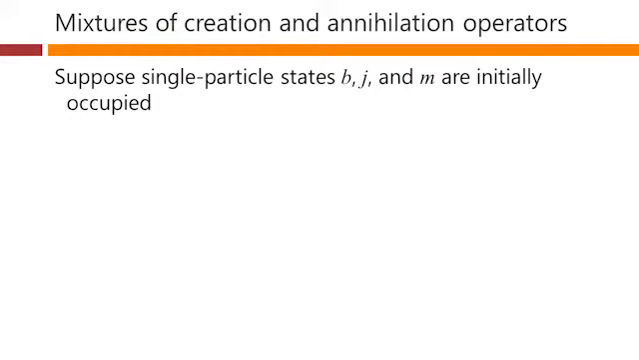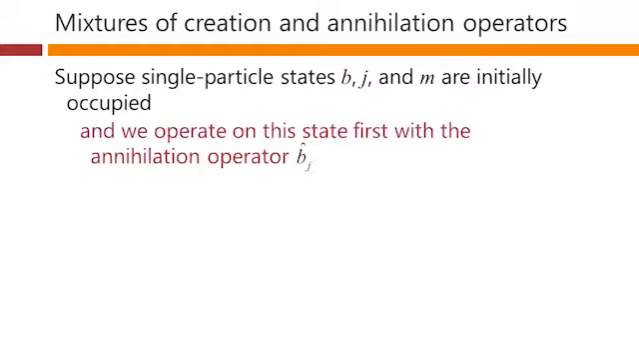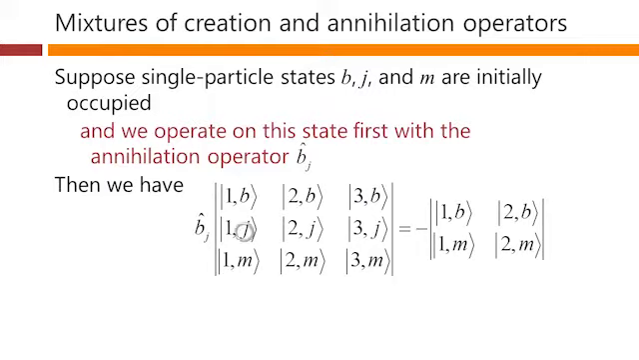Suppose that single particle states B, J and M are initially occupied. And we operate on this state first with the annihilation operator Bj. Then we're going to have our state, where B, J and M are initially occupied, and we're going to operate on it with this annihilation operator here.